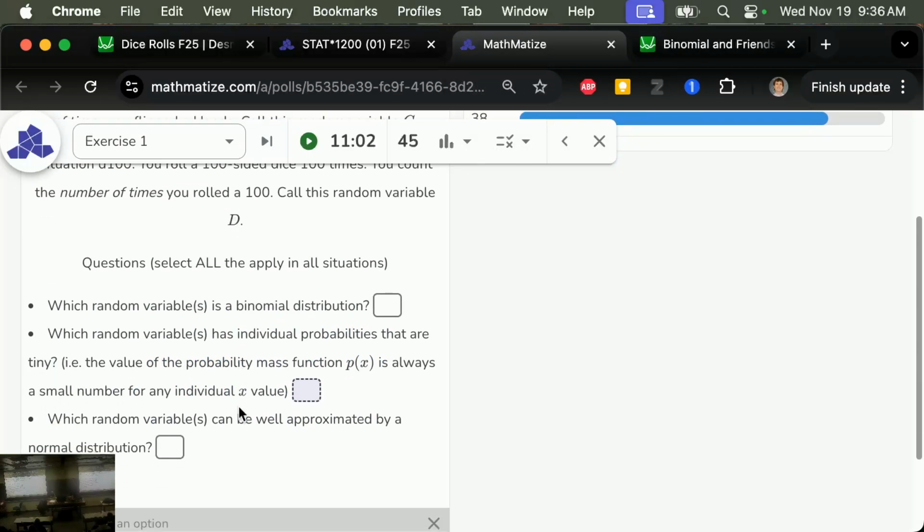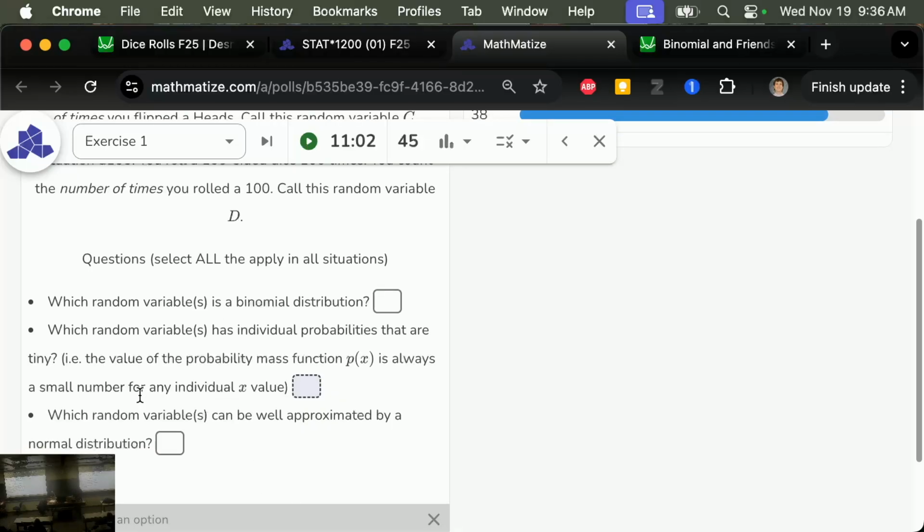Last but not least, I want to see this question. Which random variables can be well approximated by a normal distribution, a nice bell curve? Which one looks like a nice bell curve?